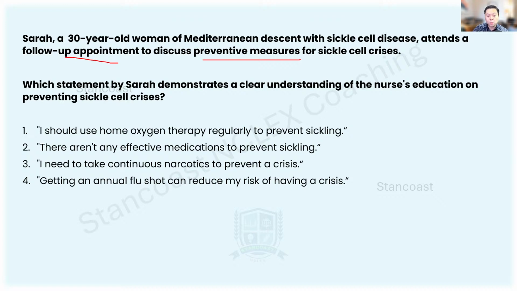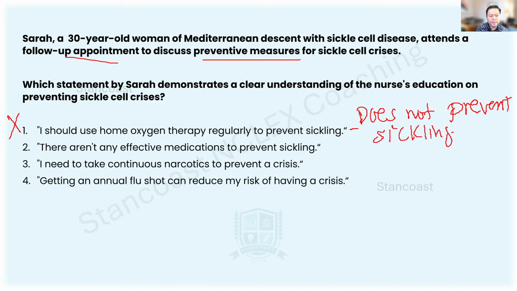What about number 1? Let's screen the answers. I should use home oxygen therapy regularly to prevent sickling. So, will the home oxygen therapy prevent the sickling? No, it doesn't. So we're going to mark this as a wrong option. It does not prevent sickling. So eliminating that one. Home O2 therapy will not prevent the sickle crisis.